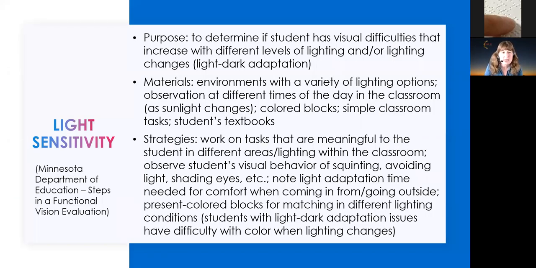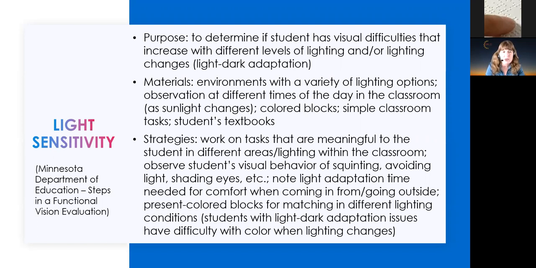Okay, moving along to light sensitivity. The purpose for light sensitivity is to determine if a student has visual difficulties that increase with different levels of lighting and or lighting changes. This is like a light to dark adaptation. Some of the materials that you can use are just the environment in itself in a variety of lighting options. Observe them at different times of the day in the classroom because the sunlight will change. Use colored blocks, simple classroom tasks, and even the students' textbooks.